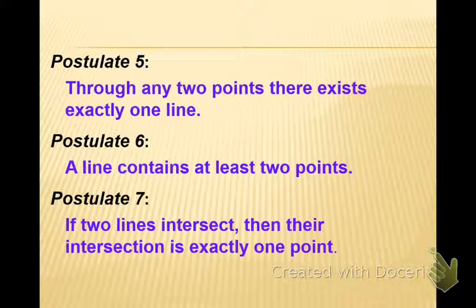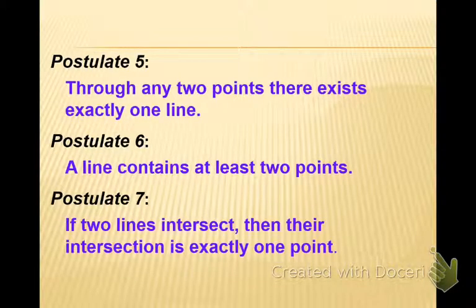And postulate 6 kind of reverses it a little bit. It says that a line contains at least 2 points. And the last one, postulate 7: if 2 lines intersect, then their intersection is exactly 1 point. If 2 lines are going to cross, then their intersection is going to be exactly 1 point. You need to understand what those postulates say, but don't worry about memorizing the numbers. If you open up a different geometry book, those postulates will be numbered something different. So the numbers are just sort of a way to organize them in a textbook.